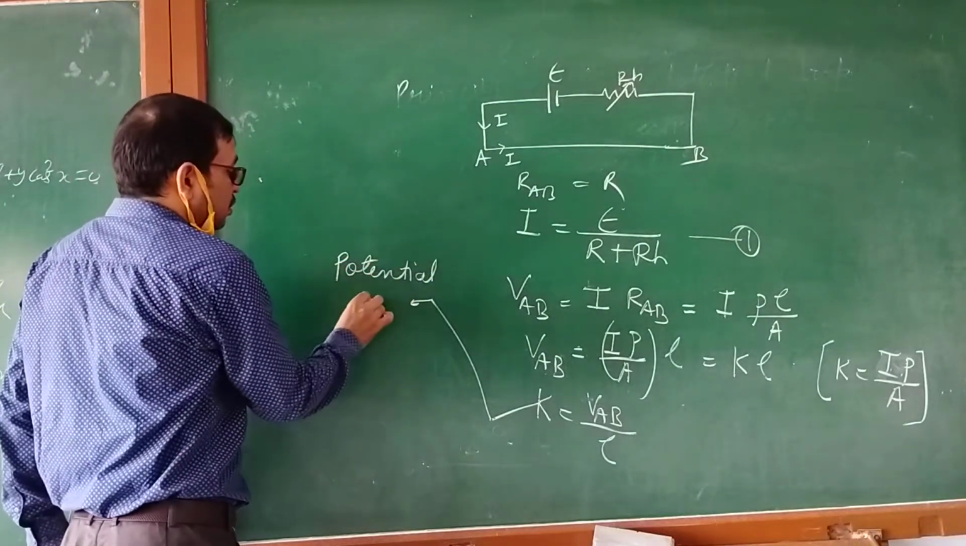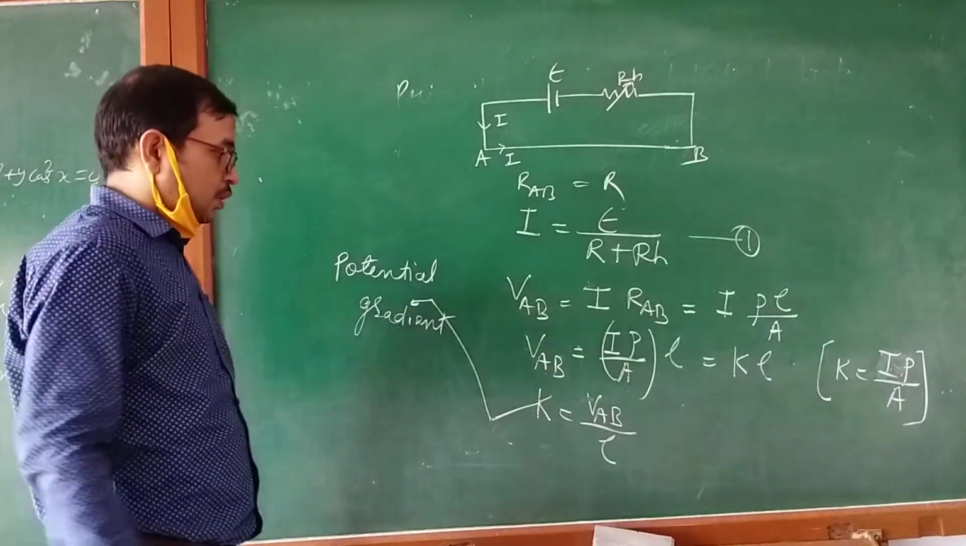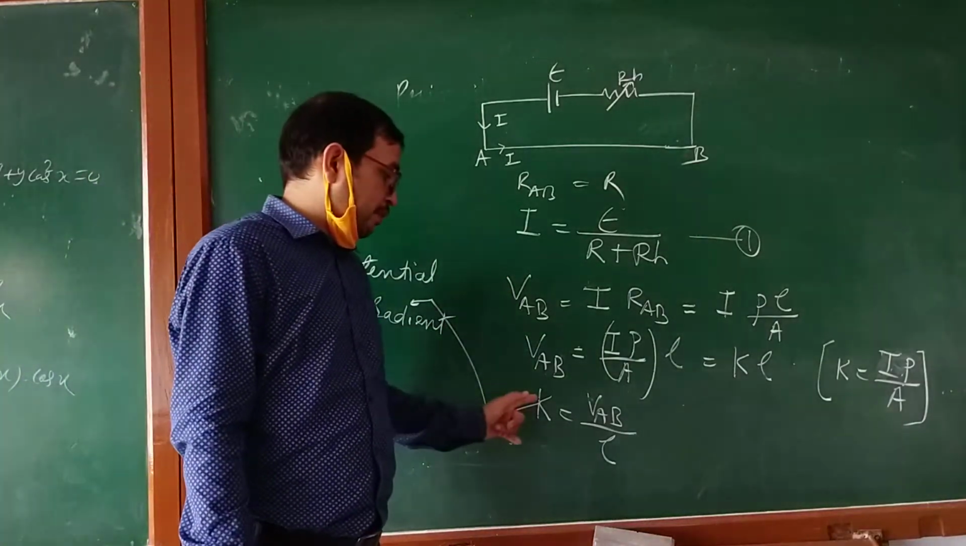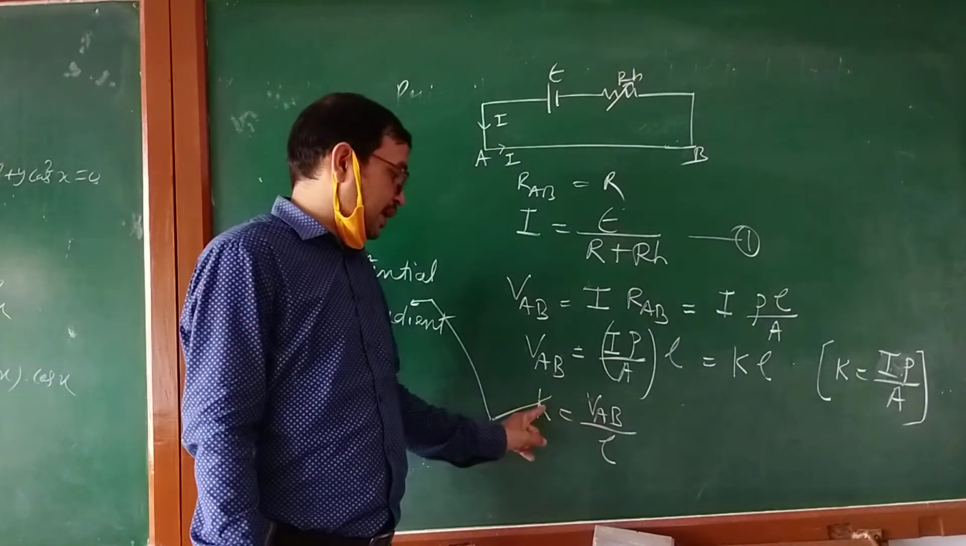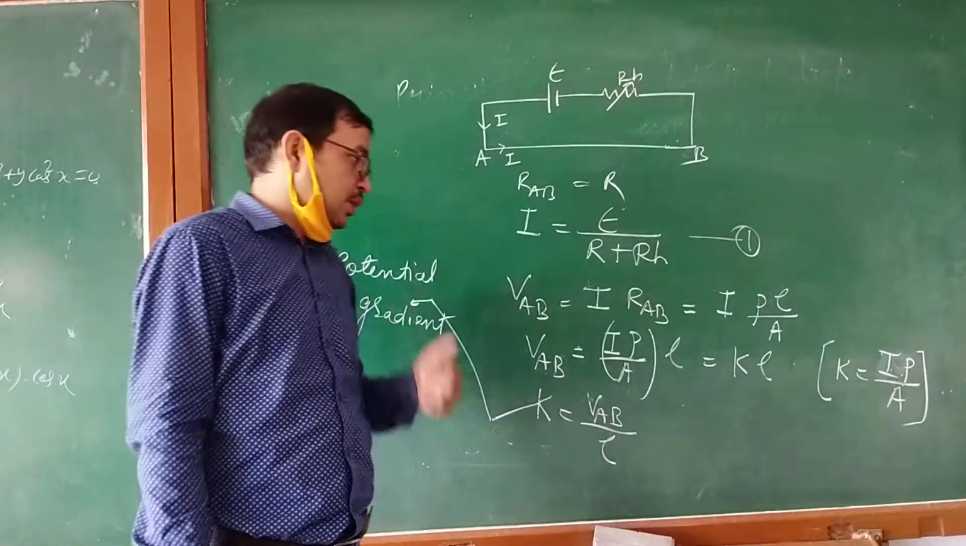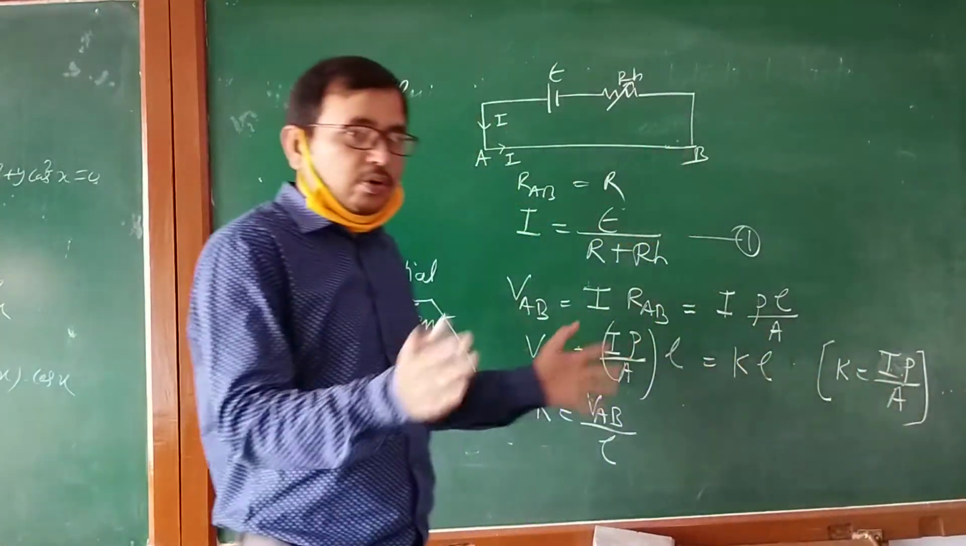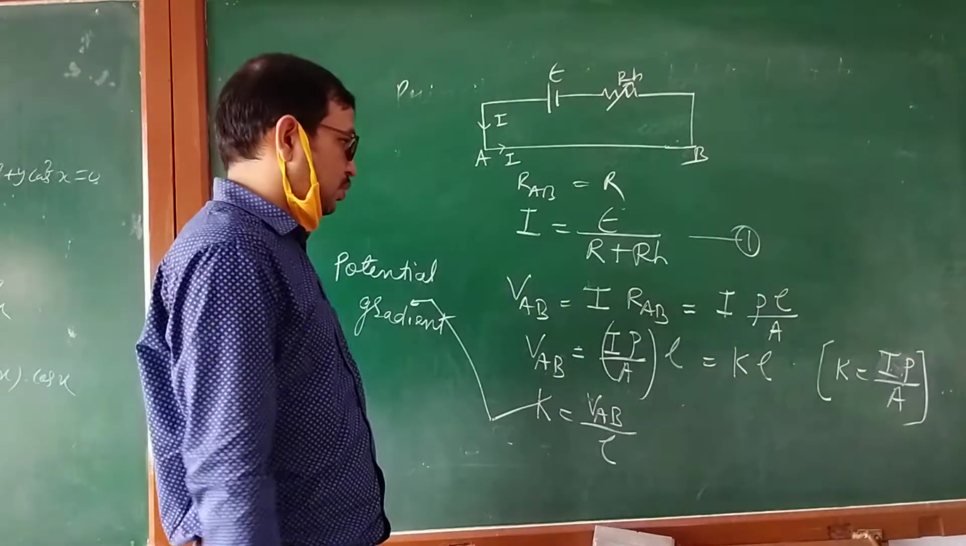Potential gradient. You have to remember that this potential gradient is the total potential drop across the wire divided by the total length. Clear? Second formula, K is equal to I rho by A. All these formulas will help you to solve the question.